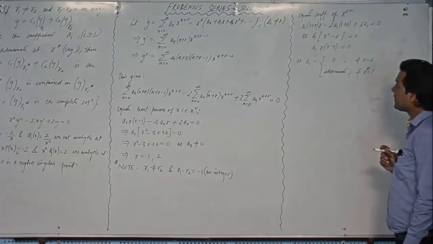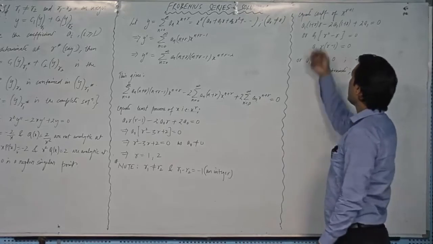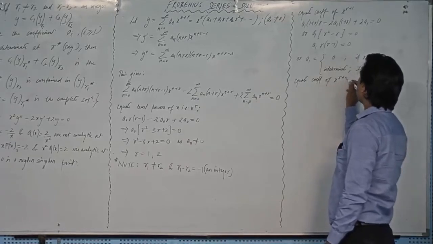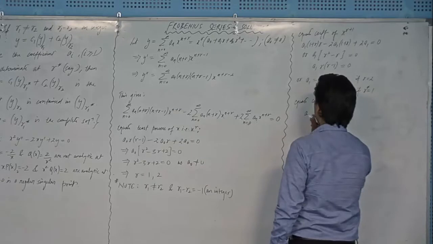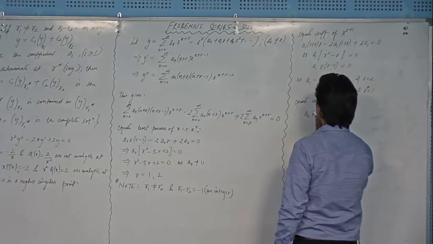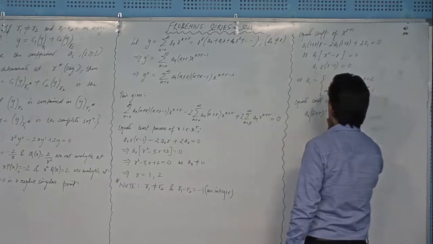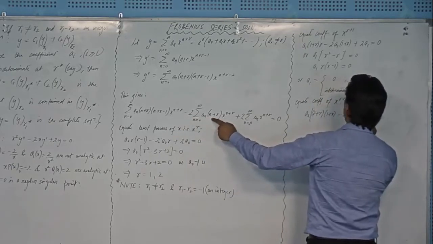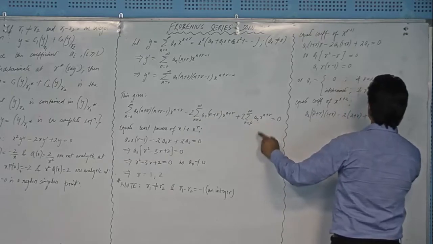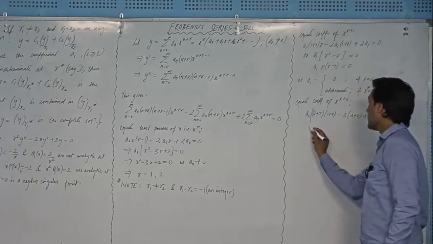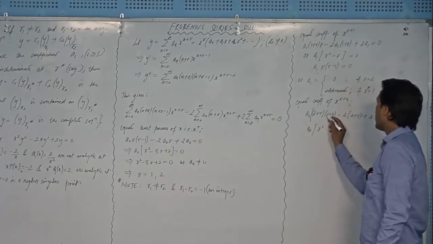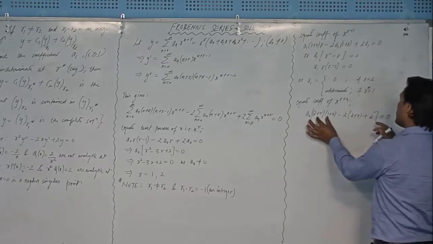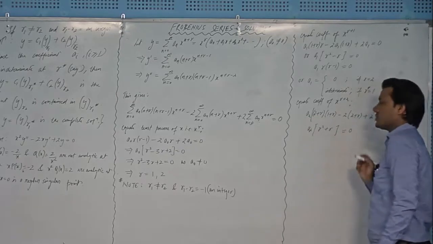Now I will obtain another coefficient by equating the next power of x, which is x to the power r plus 2. The first term will be a2 times (2 plus r)(1 plus r). From here you get minus 2 times (2 plus r), and from here plus 2, equal to 0. Then a2 times (r square plus 3r minus 2r, that is plus r, plus 2, 4 cancelled) equal to 0.